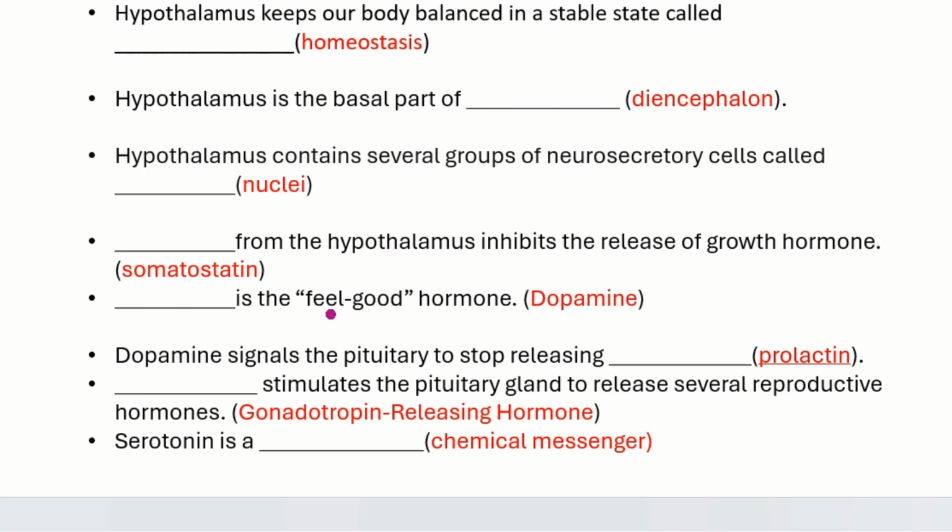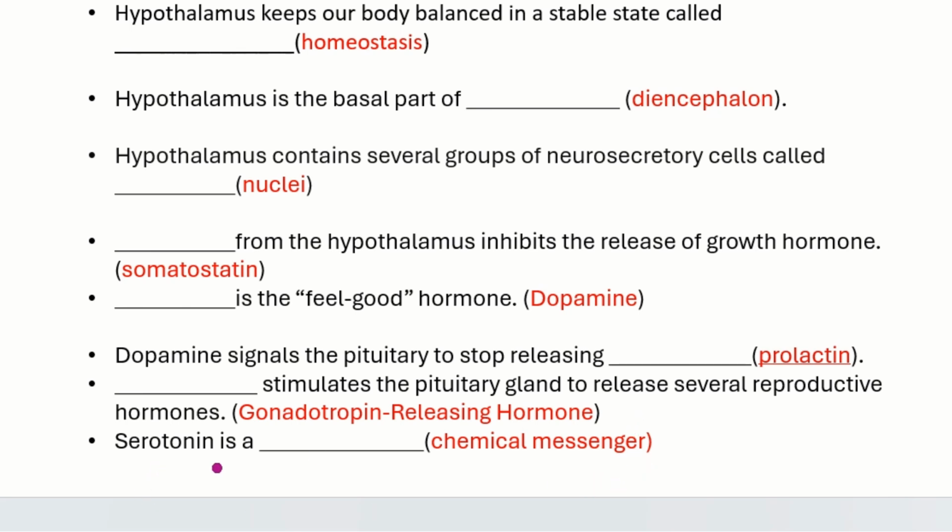Okay. And dash is the feel good hormone. Everybody answered. It is dopamine. Next question: dopamine signals the pituitary to stop releasing dash. It is prolactin. Very good. Dash stimulates the pituitary gland to release several reproductive hormones. Gonadotrophin releasing hormone.